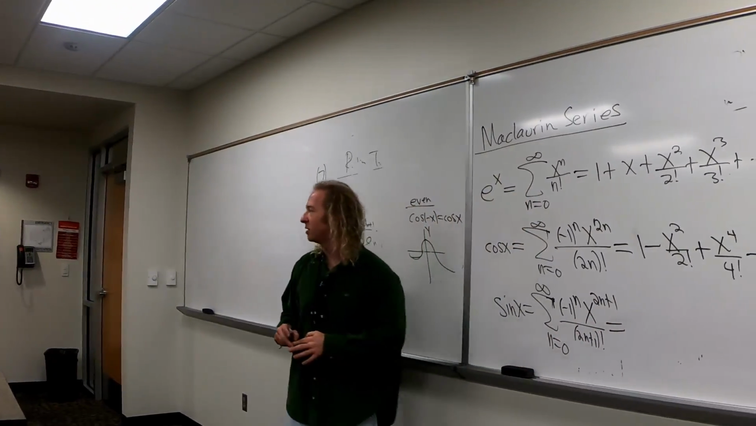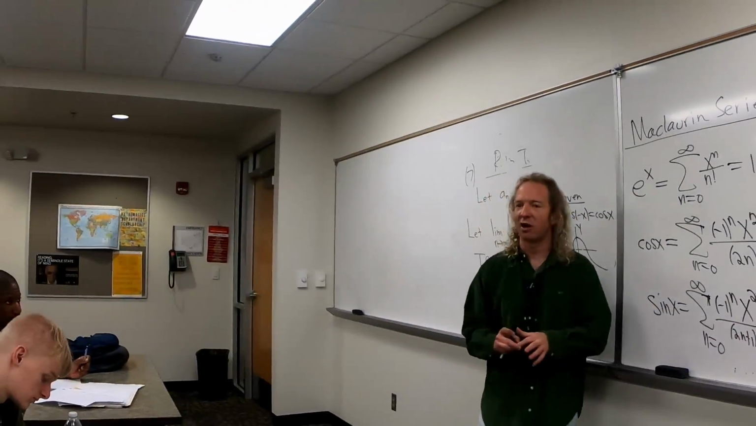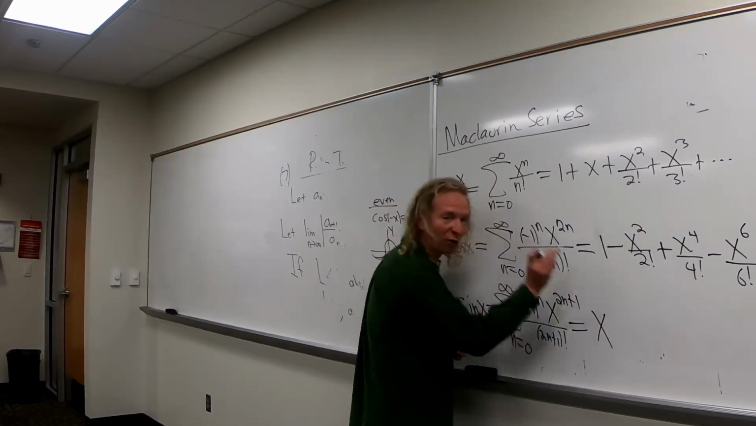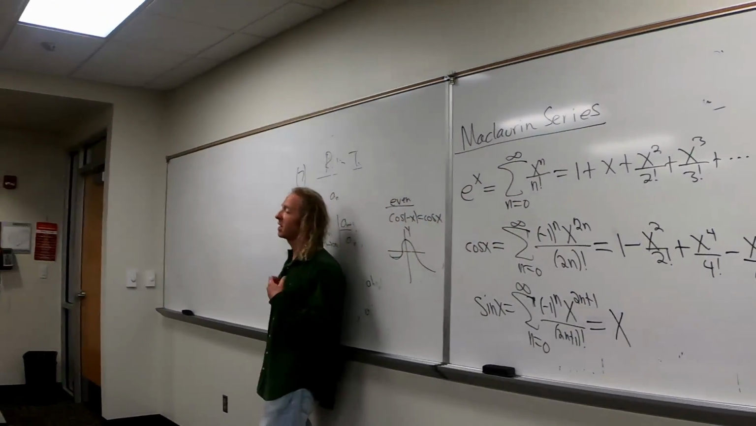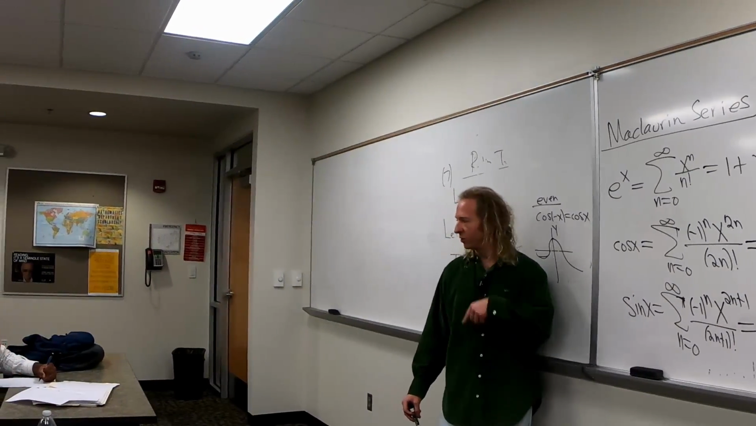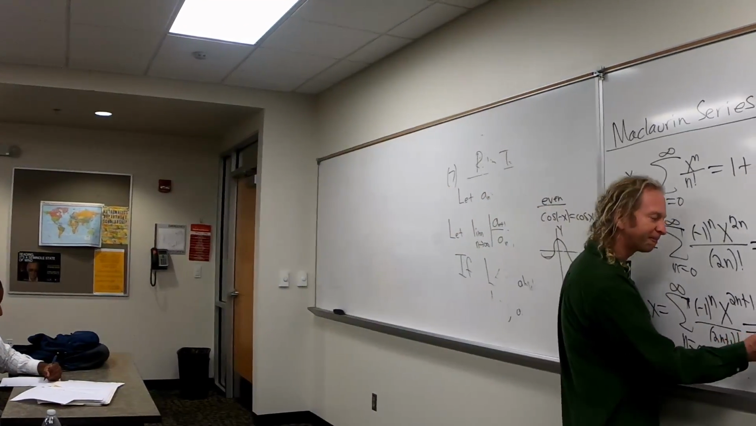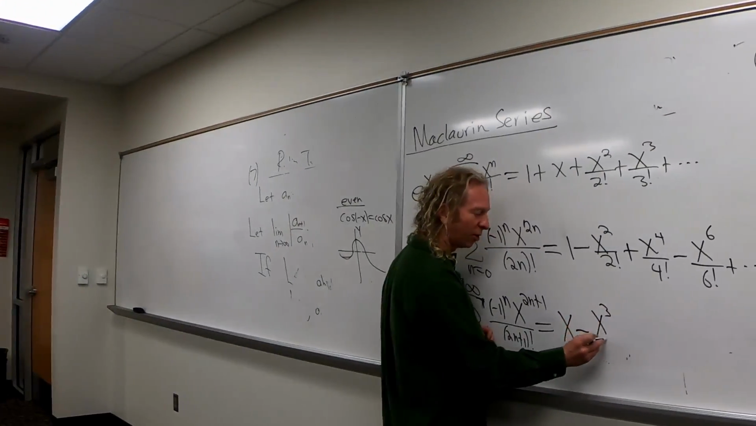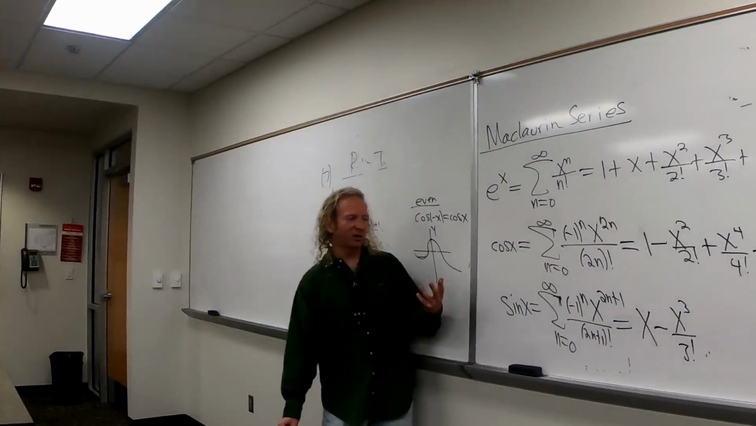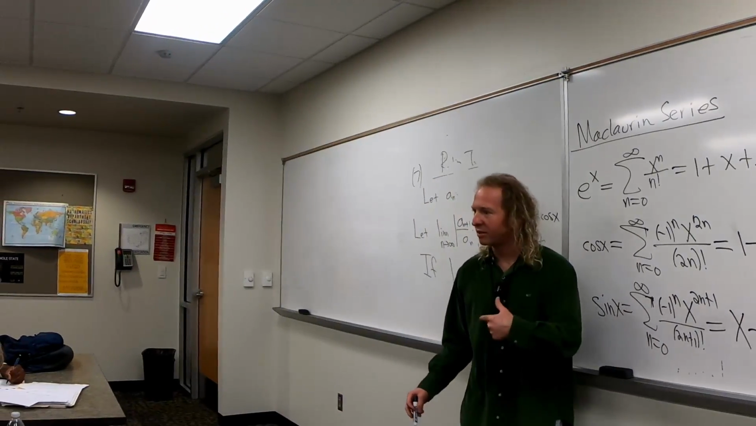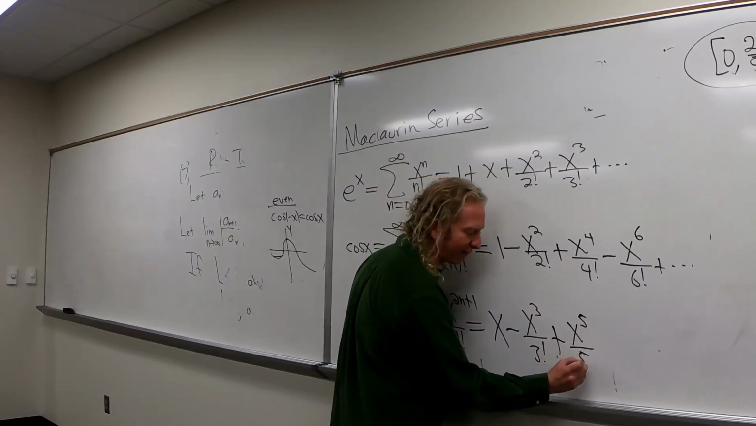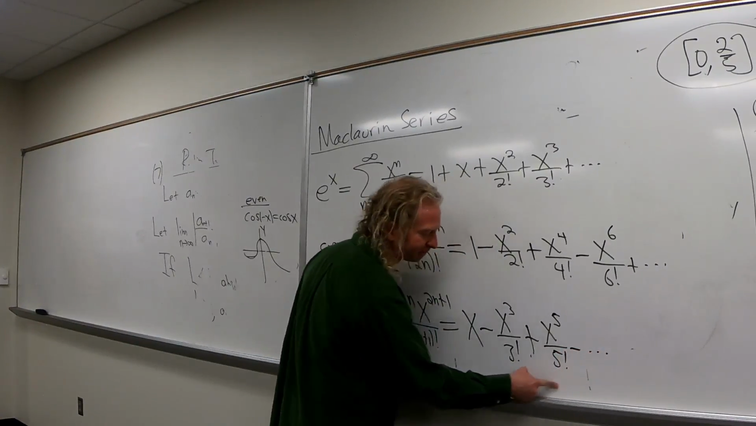What's the first odd number bigger than 0? 1. So it's just going to be x to the 1, right? And the next odd number would be 3, and it alternates, so it's minus, right? So minus x cubed over 3 factorial. Boom. It's really nice knowing it this way. And then the next one is plus, right? So plus x to the 5 over 5 factorial, and then minus dot, dot, dot.